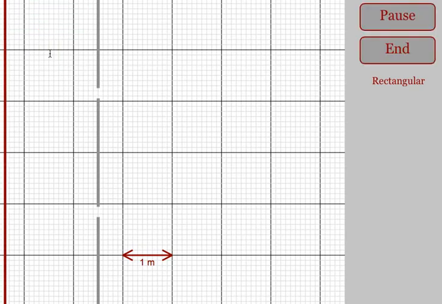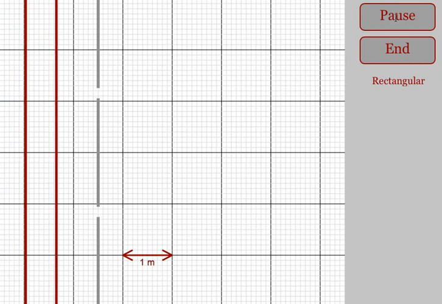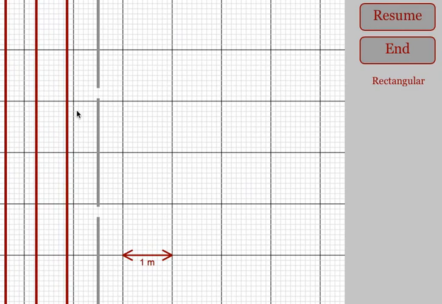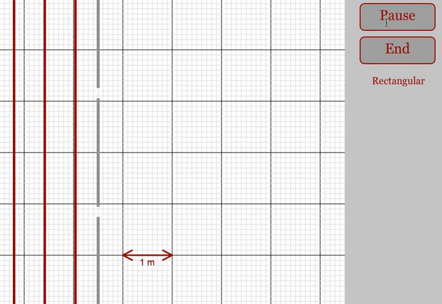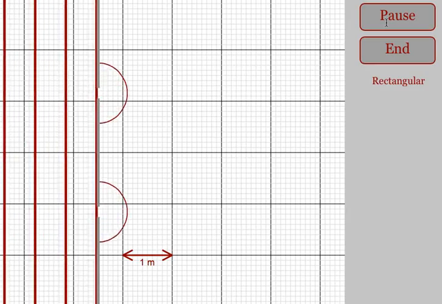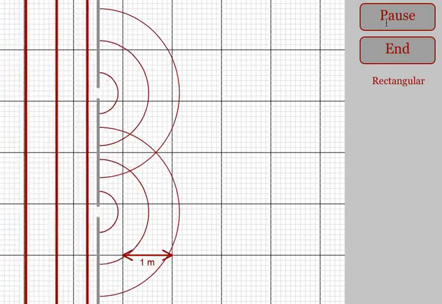Students can then hit Start. Waves will start moving through the area in front of the diffraction grating. Students can pause the simulation and measure the wavelength. They can then resume the simulation and watch the waves diffract and then interfere.